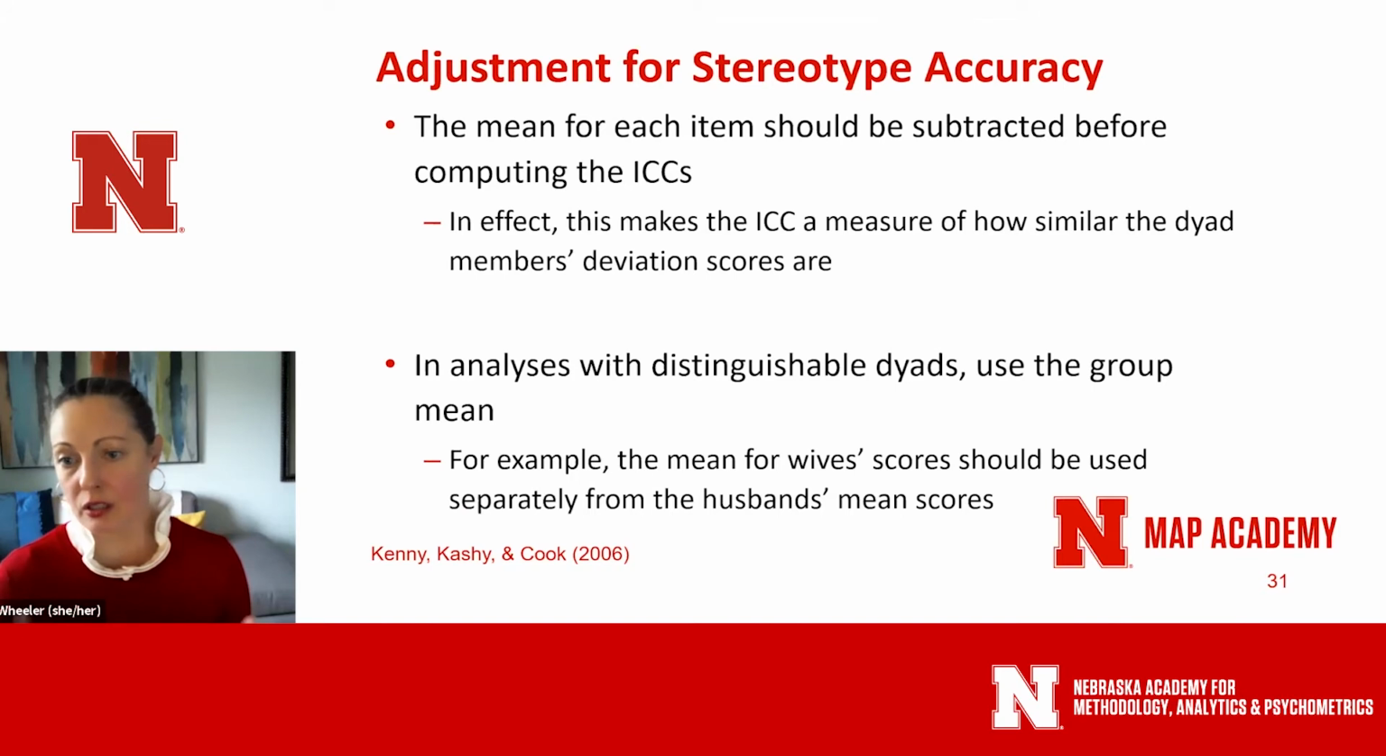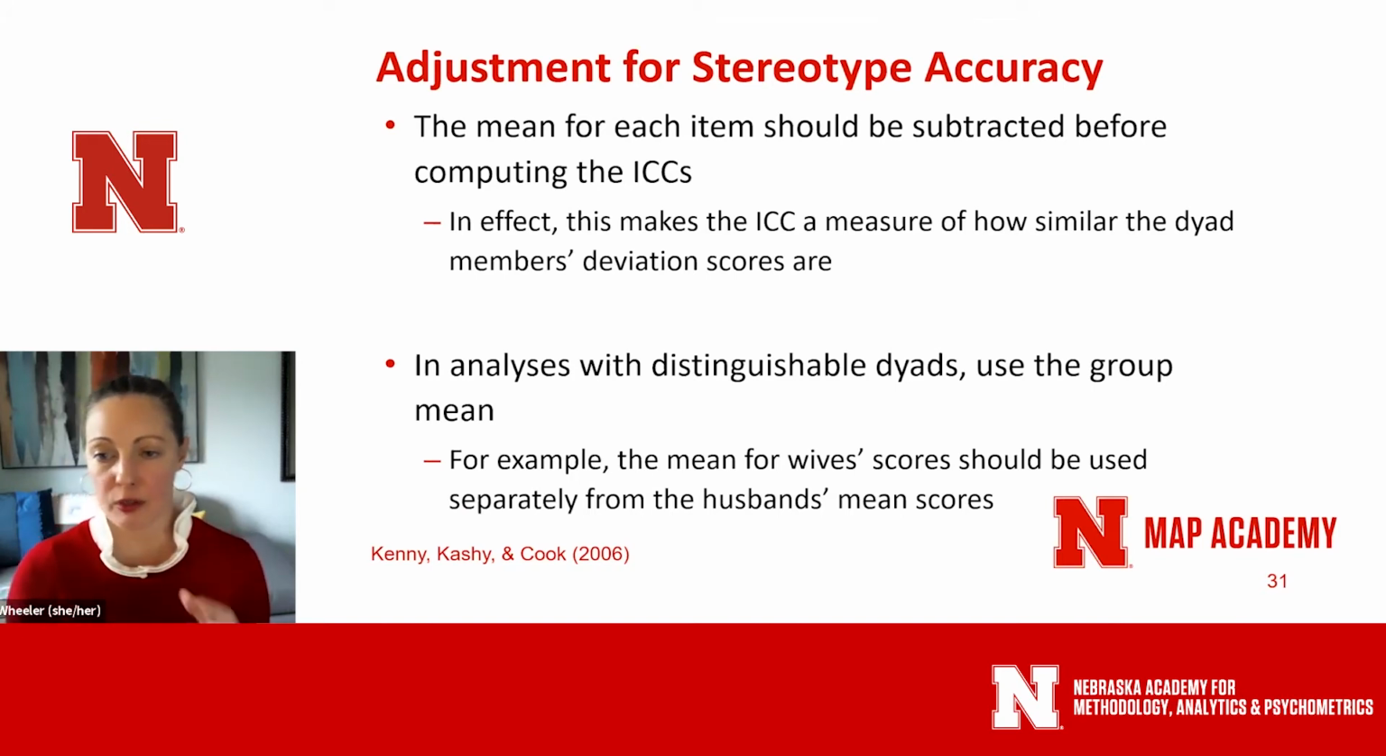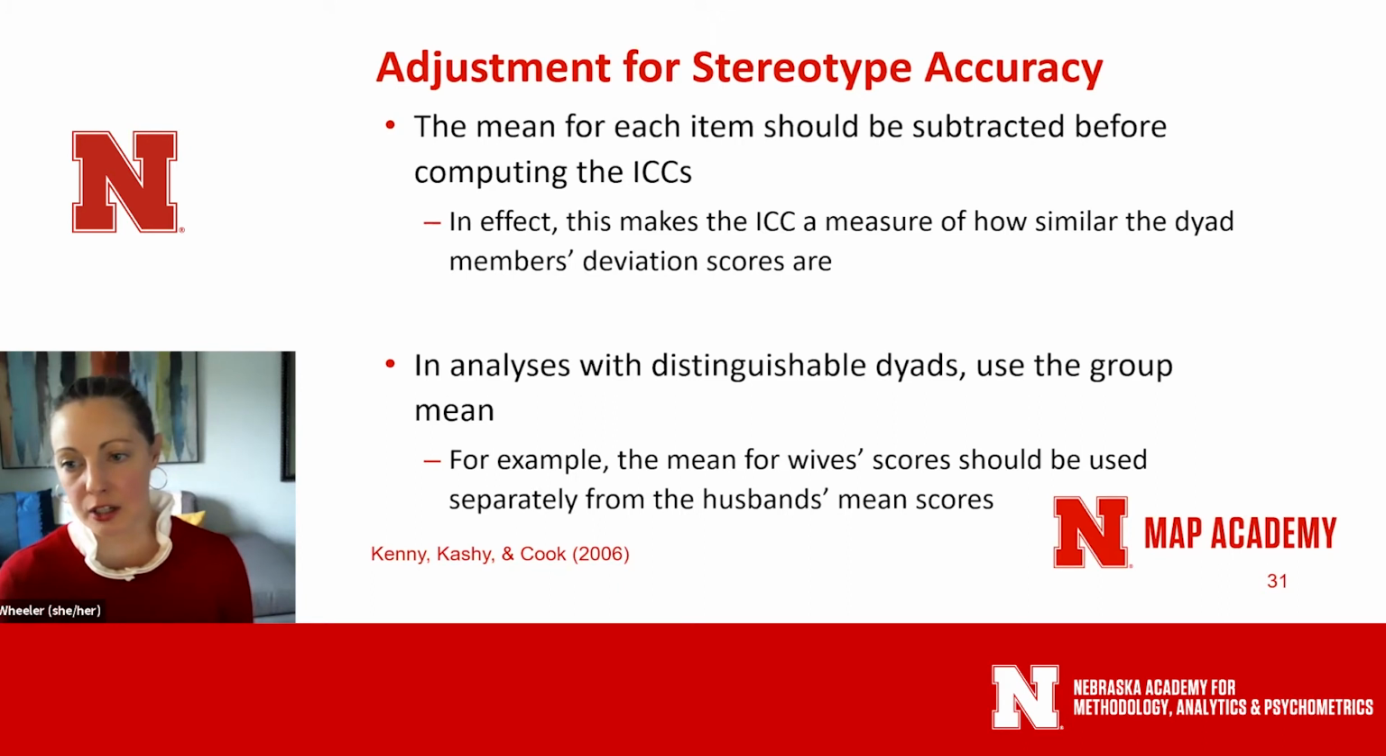So you can adjust for this stereotype if we think of it in that way. To obtain the stereotype adjusted ICCs to get at that understanding, basically you're taking the mean for each item and you're subtracting that before computing your ICCs. So in effect, what you're really doing is making the ICC a measure of how similar the dyad members' deviation scores are. Kenny and colleagues suggest that in analyses with distinguishable dyads, the group mean should be used to do this adjustment. I'm not going to go into how you might go about creating an ICC.